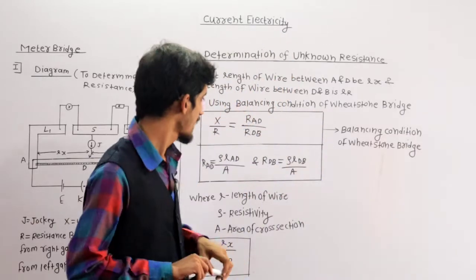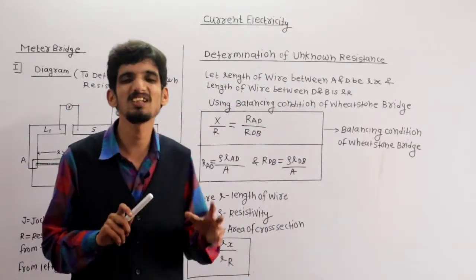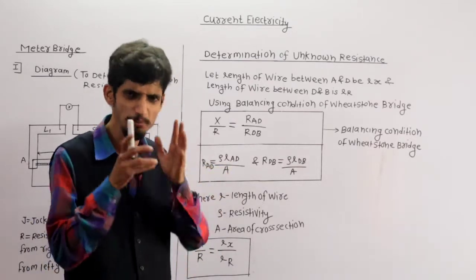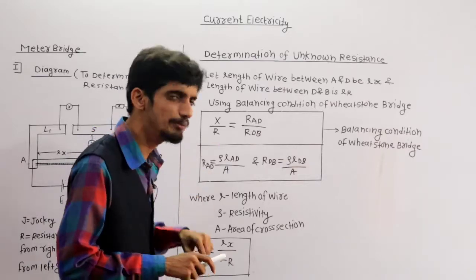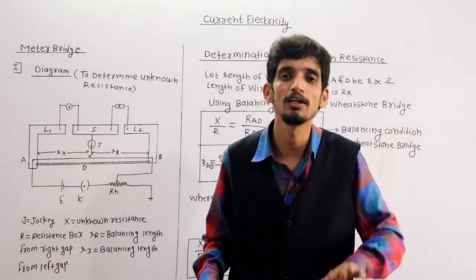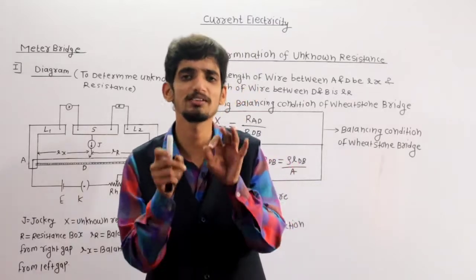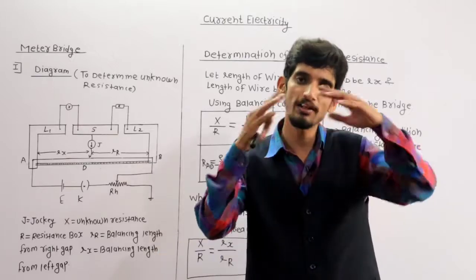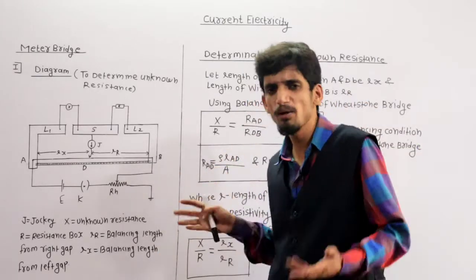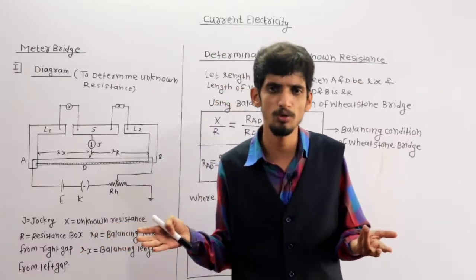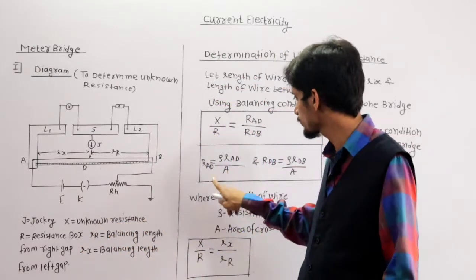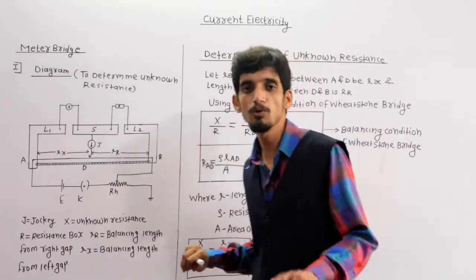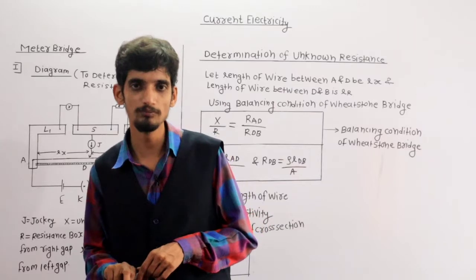Clear? Okay, now listen. As you know, in the 11th standard, there is a basic formula of resistance: R is equal to rho L by A. In this diagram, RAD means rho into LAD upon A. Rho is constant because this wire is of the same material, and the area of cross section is also the same because it is of uniform cross section. So RAD is equal to rho into LAD by A, and RDB is equal to rho into LDB by A. Clear?